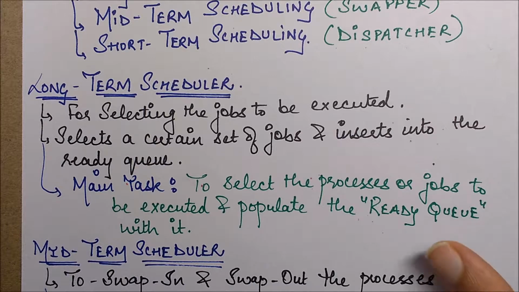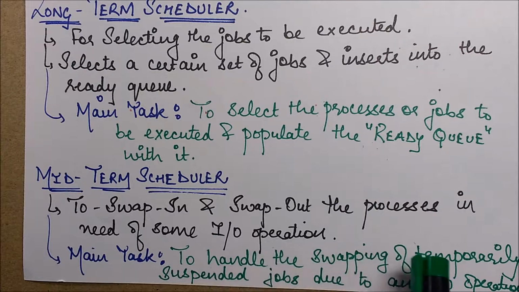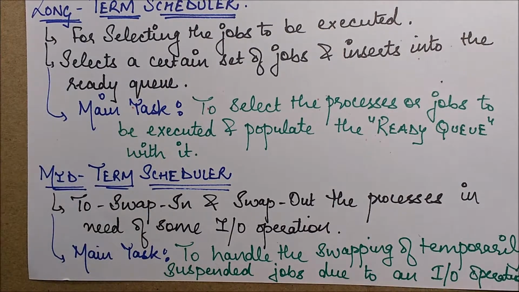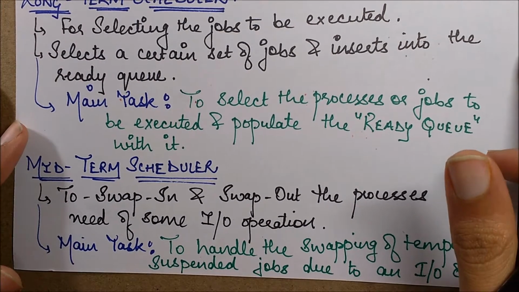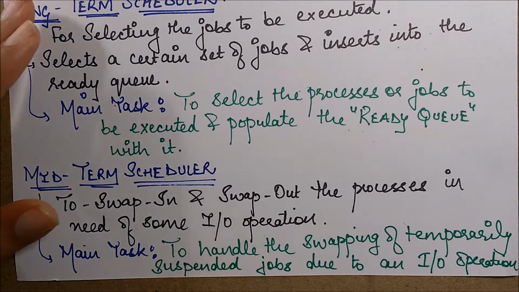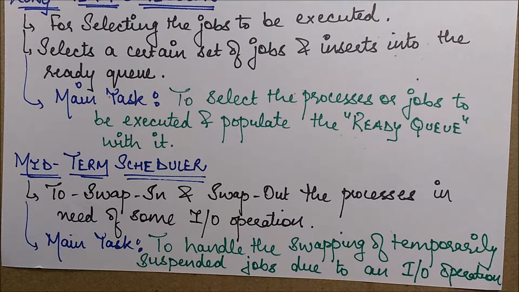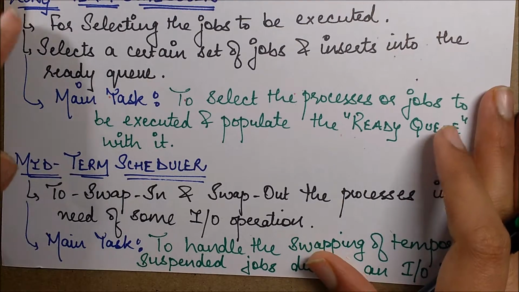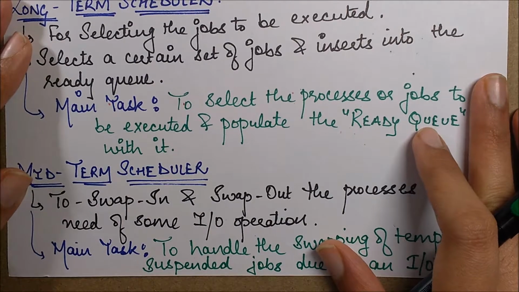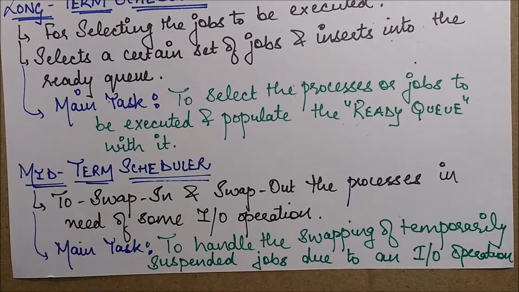Then comes the mid-term scheduler. Its task is to swap in and swap out the processes in need of some input-output operation. For example, I was performing some task and now I need to perform some input-output task. For my process to execute a particular command, I first of all need a particular user input. So I'll have to wait for the user to enter that input, right? That input from the user is basically known as an input-output task.